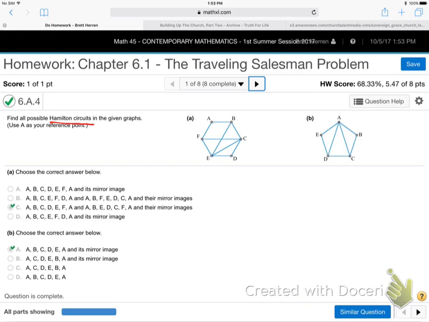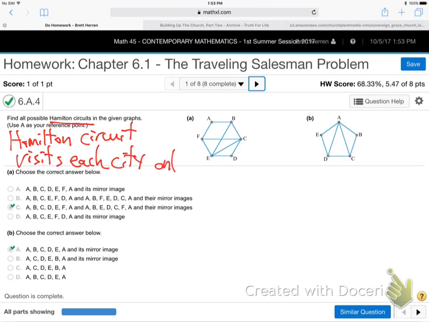Let's talk about something called a Hamilton circuit. What is a Hamilton circuit? Hamilton's the math person that came up with a bunch of this. A Hamilton circuit visits or touches each city only one time. In other words, you don't want to repeat. If you're trying to do this in the most efficient way possible, you don't want any repeating. You don't want to go to the same city twice. So we're saying, okay, what's a way to cruise around and hit every point only once?